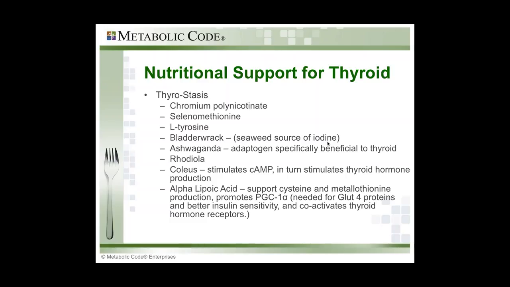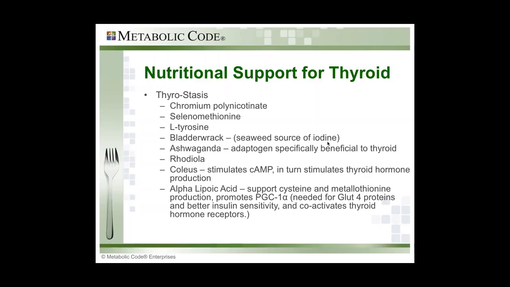And then we have ashwagandha and rhodiola, so those are our two adaptogenic herbs that we put in there. And then there's Coleus forskohlii, which is an herb that stimulates cyclic AMP production, which in turn stimulates thyroid hormone production. And there's a little bit of alpha-lipoic acid in there. So remember I said that some people are looking to cysteine and measuring that as a substance important for thyroid hormone.